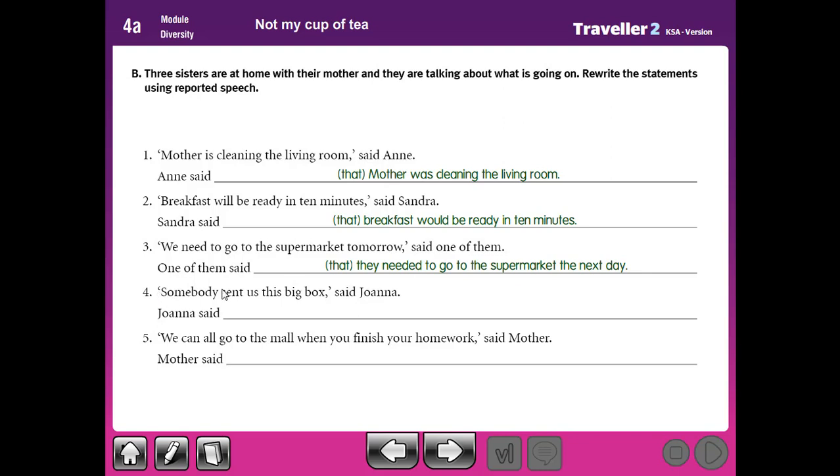That's very good. "Somebody sent us this big box," said Joanna. So Joanna said that somebody had, because we changed the past simple into past perfect, had sent them that big box. That's very good. Had sent them that big box. And this is the last one.